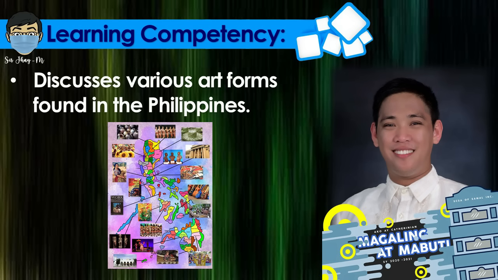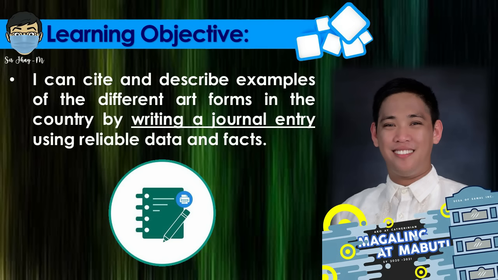Sa madaling sabi, iikot lang ang ating talakayan for today sa mga impormasyon at detalye tungkol sa different art forms dito sa ating bansa. Just like what I said a while ago, alam kong malabo pa sa inyo what are these art forms, pero we will explain all of this later. And of course, kung mayroong learning competency, we do have as well our learning objectives.